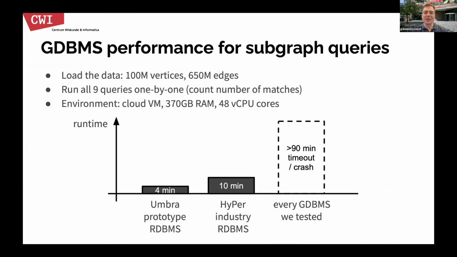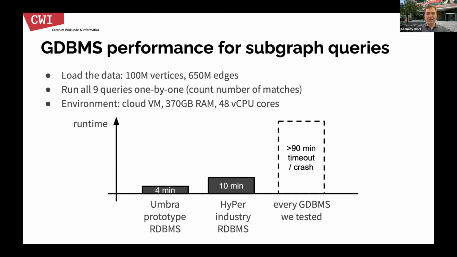Roughly what happens is that all the graph database management systems that we tested did not complete this benchmark even on the medium size. They were at least an order of magnitude slower than the 2 most competent systems here, which are both developed at the TU Munich, namely Umbra and Hyper.